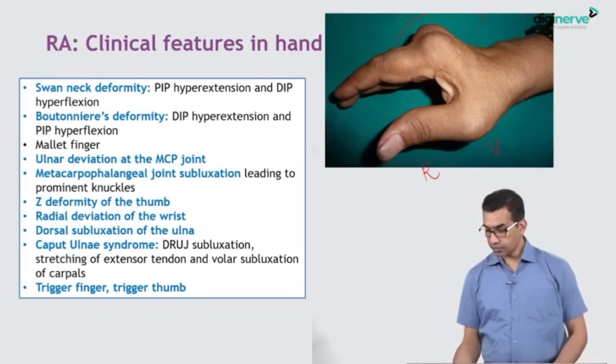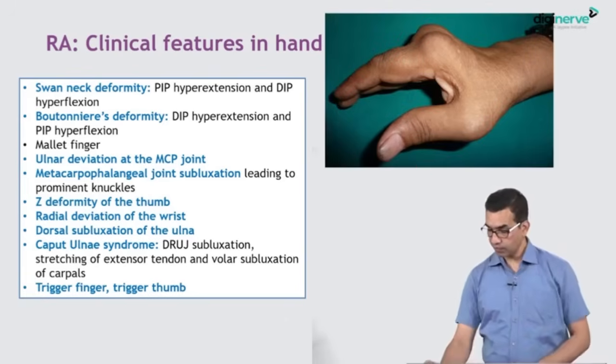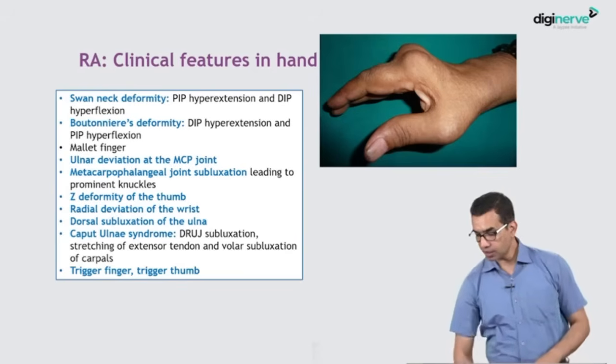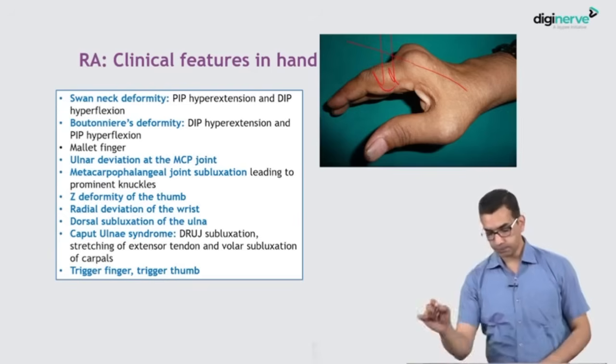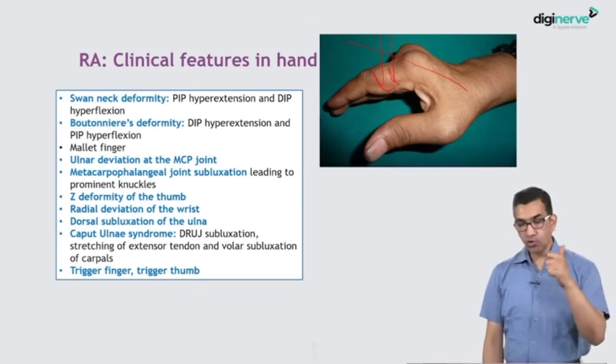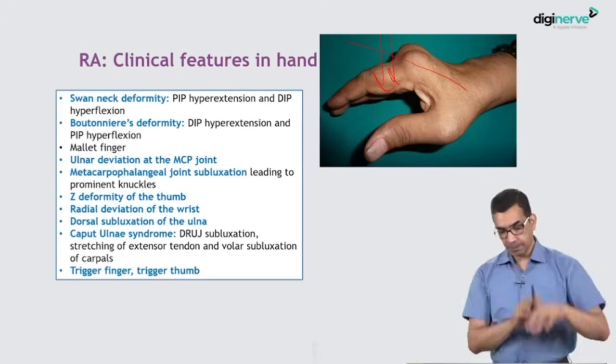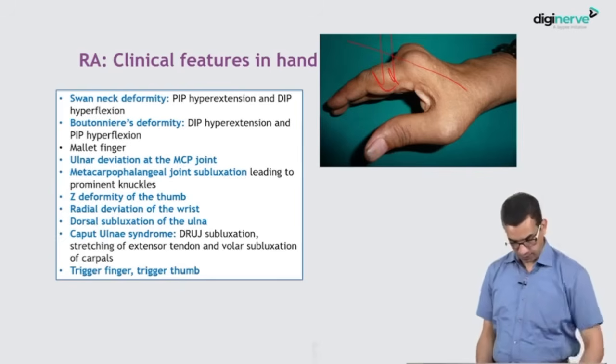Metacarpophalangeal joint subluxation. So here, if you see carefully, in my hand the metacarpal and the phalanx are almost in the same line. Here, you see it's in the same line. Whereas if you see in this picture, the metacarpals are here, where the phalanx are, actually the phalanx should have been here. It is subluxed downwards. So finger MCP, then Z deformity of the thumb.